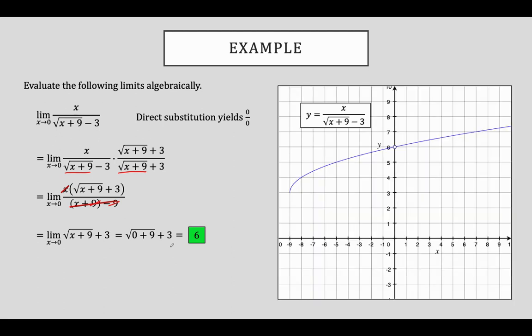Again, we can verify all these answers graphically. Here I have the graph of the function y equals x divided by the square root of x plus 9 minus 3. Notice again, we have the presence of a hole in the graph when x equals 0 here. Well, notice, even with the hole, as our x values get closer and closer and closer to 0, the y values are getting closer and closer to 6.